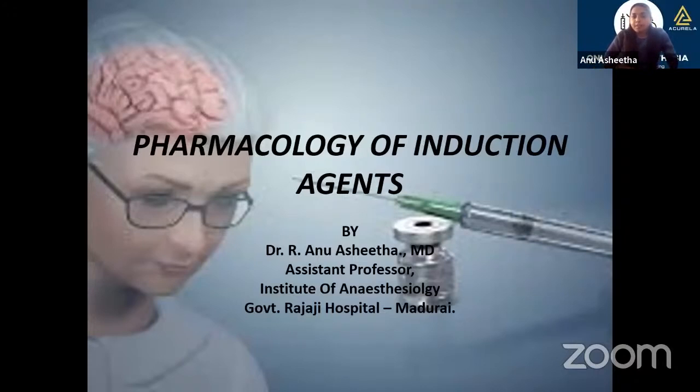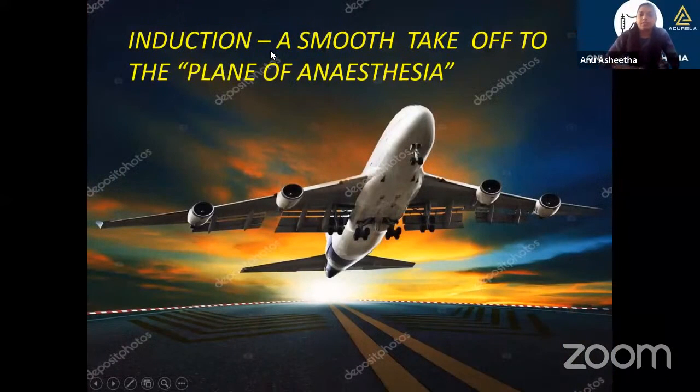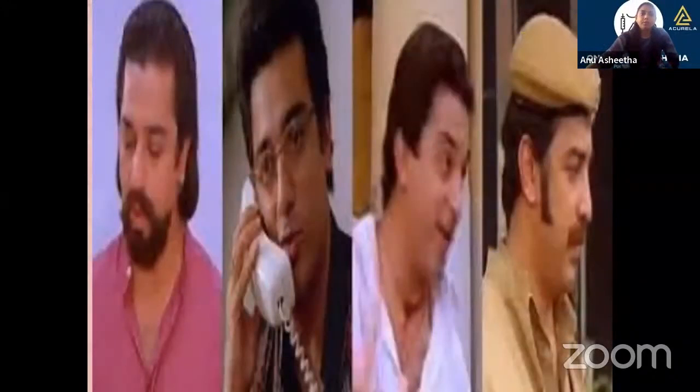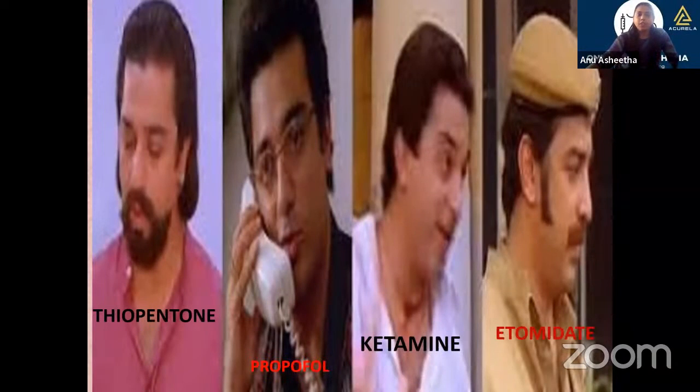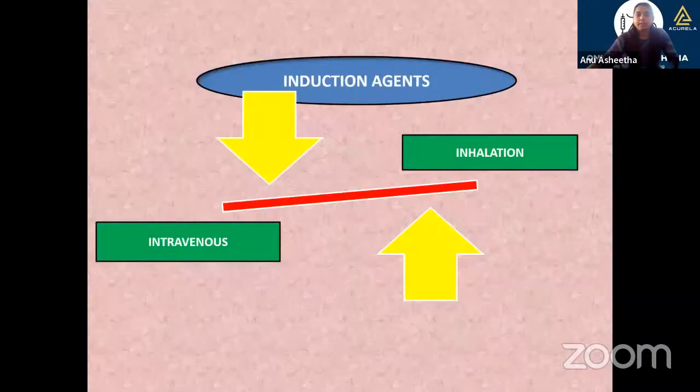In general, to induce means to activate, but in anesthesiology it means to deactivate. With this note, let me get on into my topic: pharmacology of induction agents. Why do we need induction agents? These are the takeoff agents. For a smooth plane of anesthesia, we need certain takeoff agents, and these are our induction agents, the heroes here. So four main heroes in induction are thiopentone, propofol, ketamine, and etomidate. Though they all look similar, they do have individual properties and uniqueness.